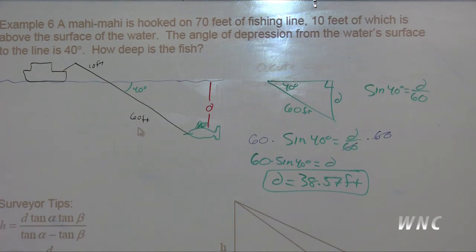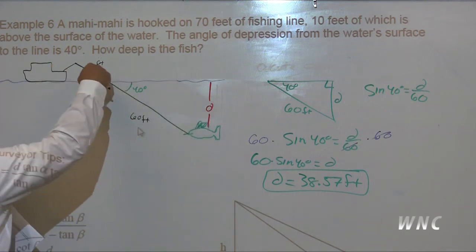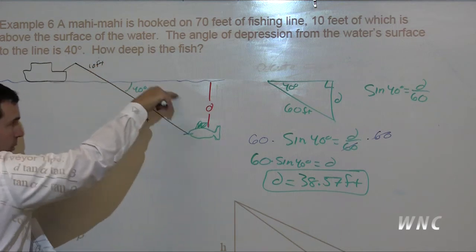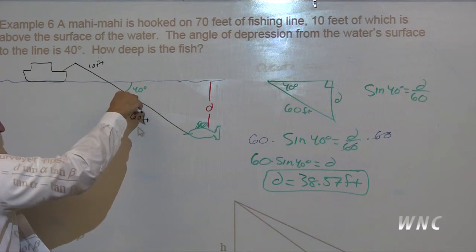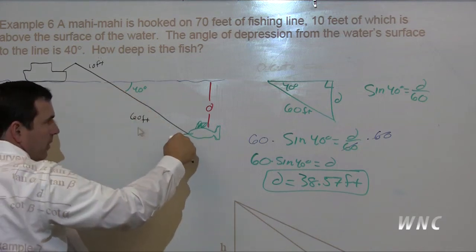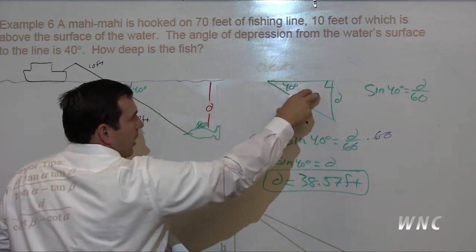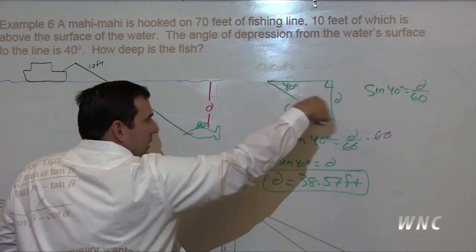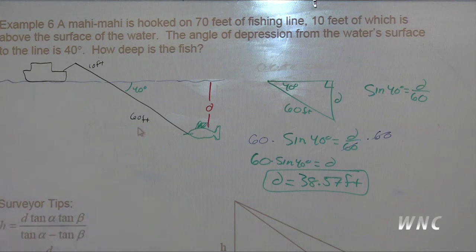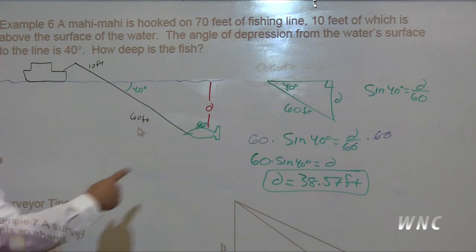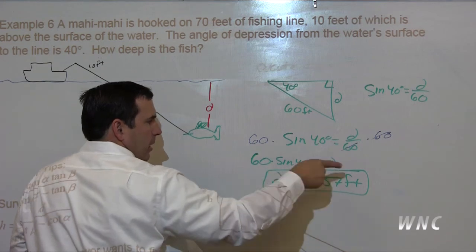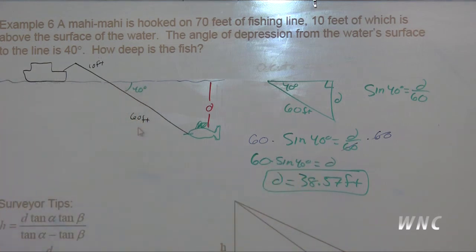So again, we set up a little drawing. The angle of depression means that's how that line's going down into the water. So from the surface, 40 degrees, it's going 60 feet there. That gives us this right triangle, 40 degrees, 60 feet. We want d. It's a sine situation. We set up our equation. We multiply by the denominator, solving for d. Plug it in the calculator, 38.57 feet.